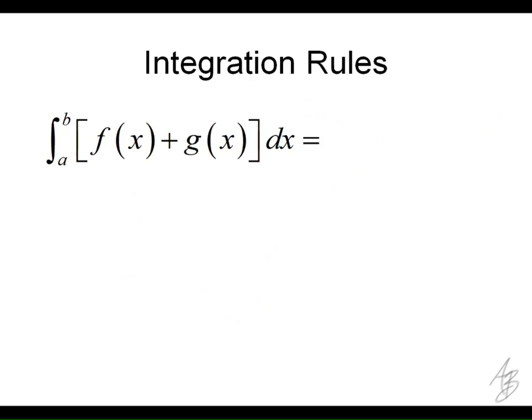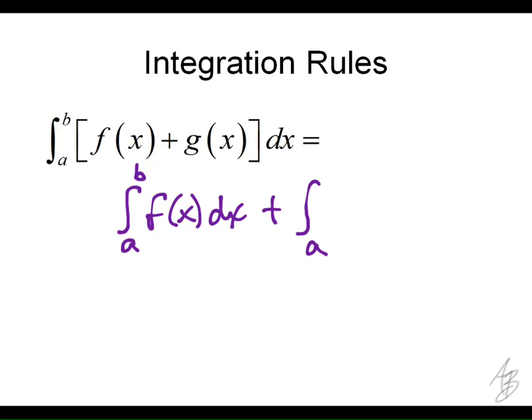Okay. Next rule. This is the one I said we probably should have done first. This is the sum rule. If we take two functions and add them together, and we take the integral of it, what do you think we could do to simplify this? The integral of each and add them together. Yeah, take the integral of f of x by itself and add it to the integral of g of x by itself.